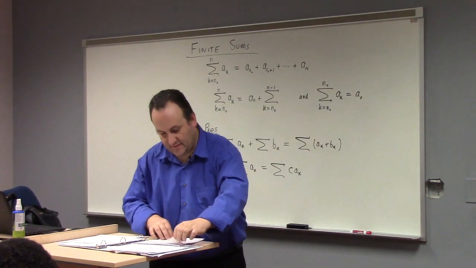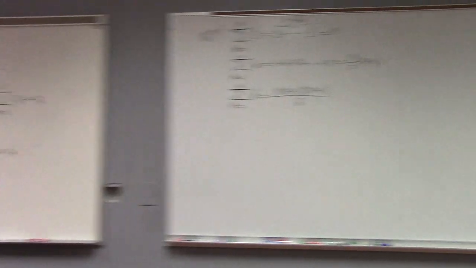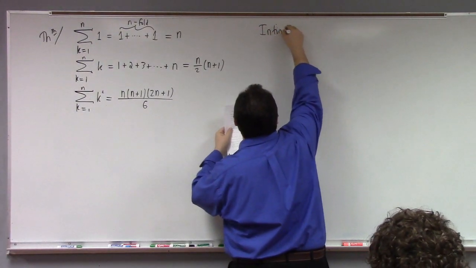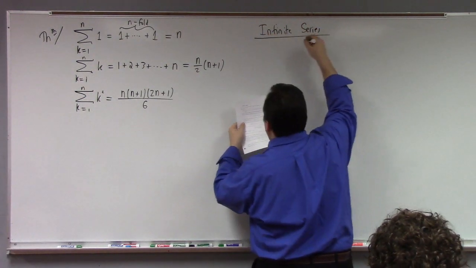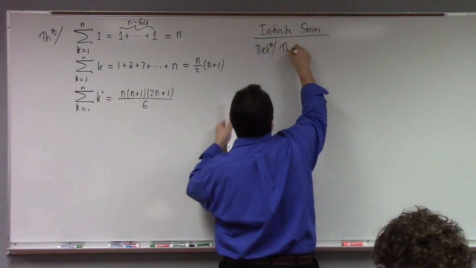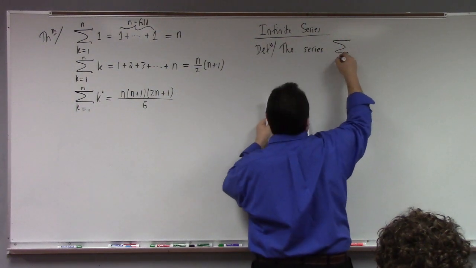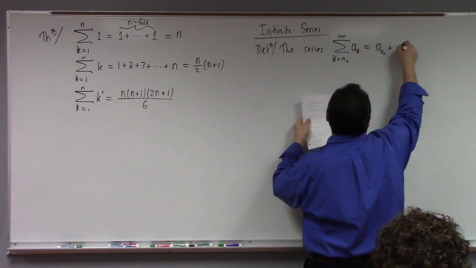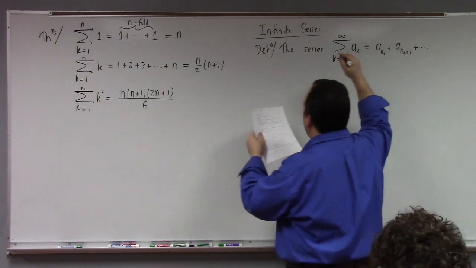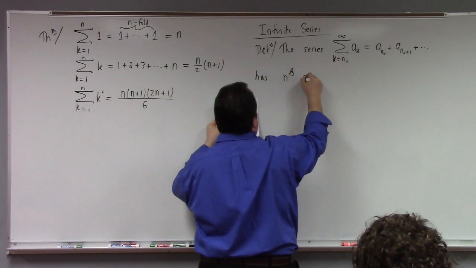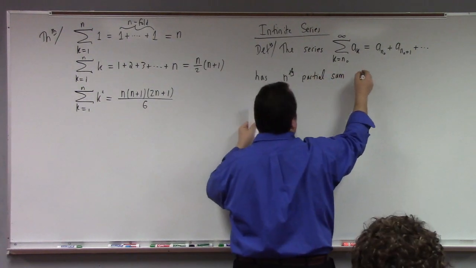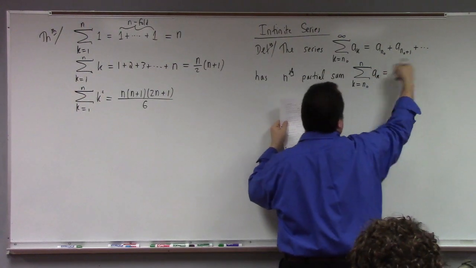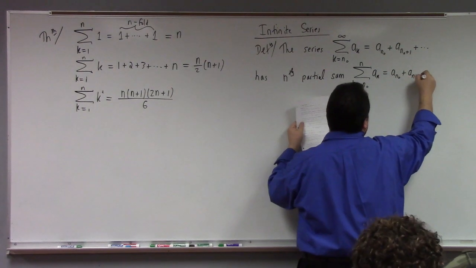So that brings us to our actual main event for today, which is the definition of infinite series. So let's talk about infinite series. Here's the definition. The series, summation k equals n naught to infinity of a sub k. It's just like the finite sum I wrote over there, except now we don't stop. It just keeps going and going and going. It has an nth partial sum. Now the nth partial sum will be a finite sum: the sum k equals n naught to n of a sub k. Unlike the one that keeps going and going right above, this one stops at a sub n.